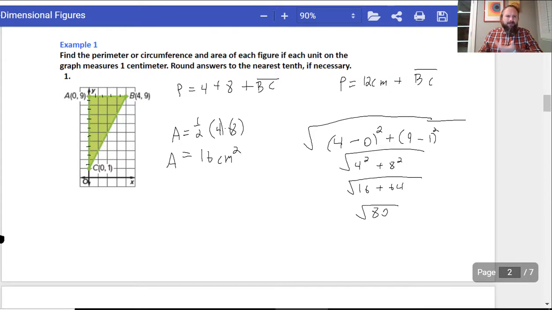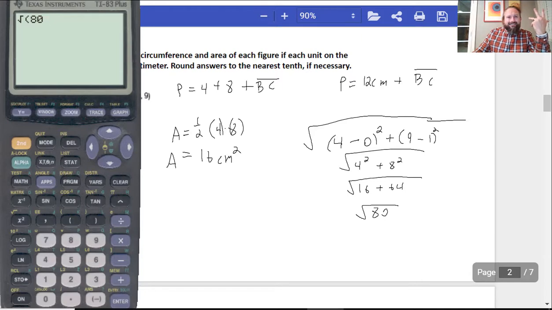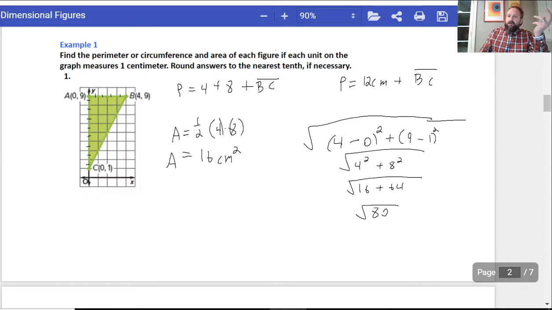Now you might be thinking, well, how do we get that? Well, I'm going to give you a big ol' hint in just 3, 2, 1. And the hint is you have to use a calculator. So looking at this, the square root of 80 is going to be 8.94. So it says nearest tenth, so that's 8.9. So BC is equal to 8.9.